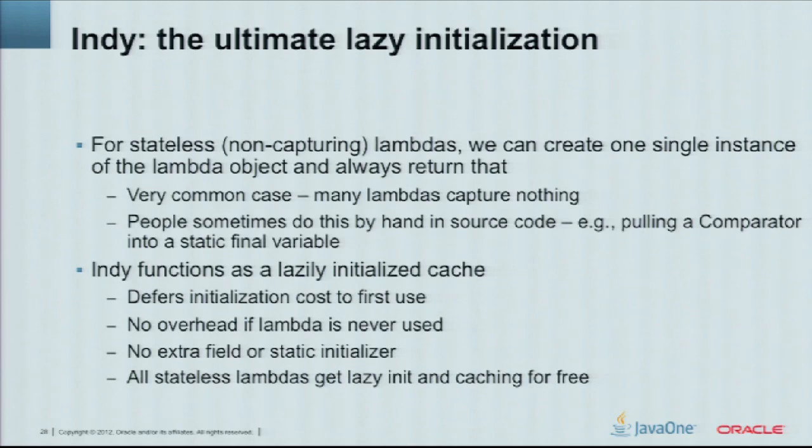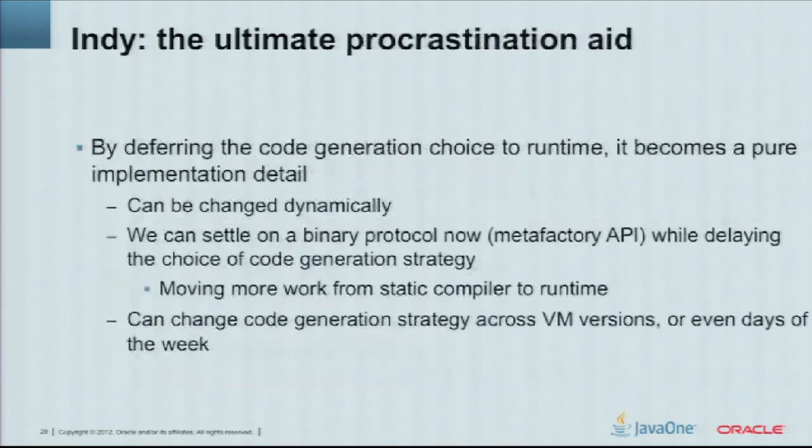And in that case, invokedynamic functions as a lazily initialized cache, which is cool because if we never use the lambda, the overhead is 0. There's no extra fields for the static initializer. There's no static initializer to run. And once you create one, stateless lambdas get lazy initialization and caching absolutely for free, and the cost of capture goes to 0, and I mean 0. So that's a cool benefit. What else does Indy give us?